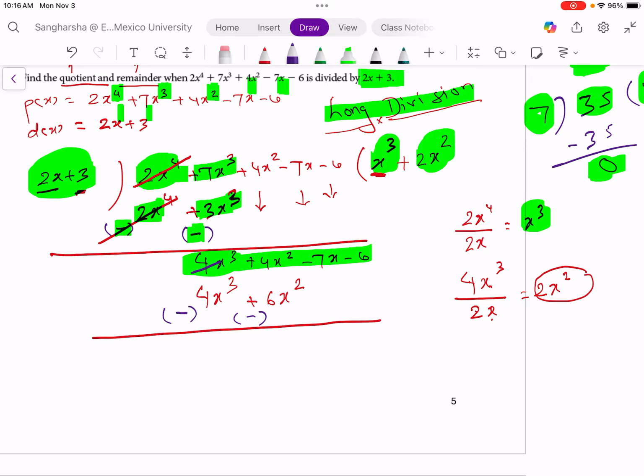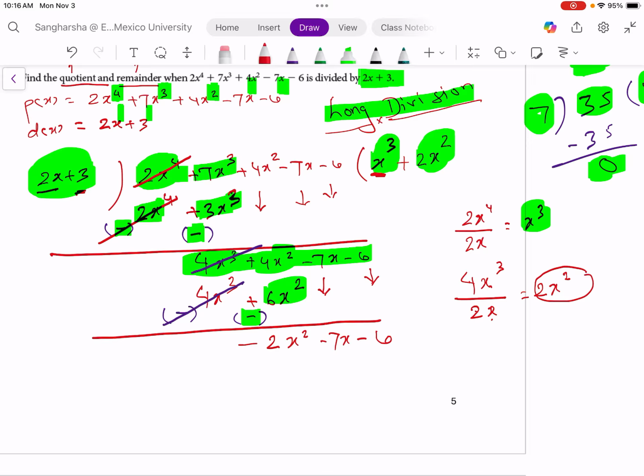Positive 4x cubed, negative 4x cubed, 0. Okay, 4x squared minus 6x squared is minus 2x squared, and we drop the remaining term. So we have negative 7x as it is, negative 6 as it is. Any question up to here? Now we repeat the same process.